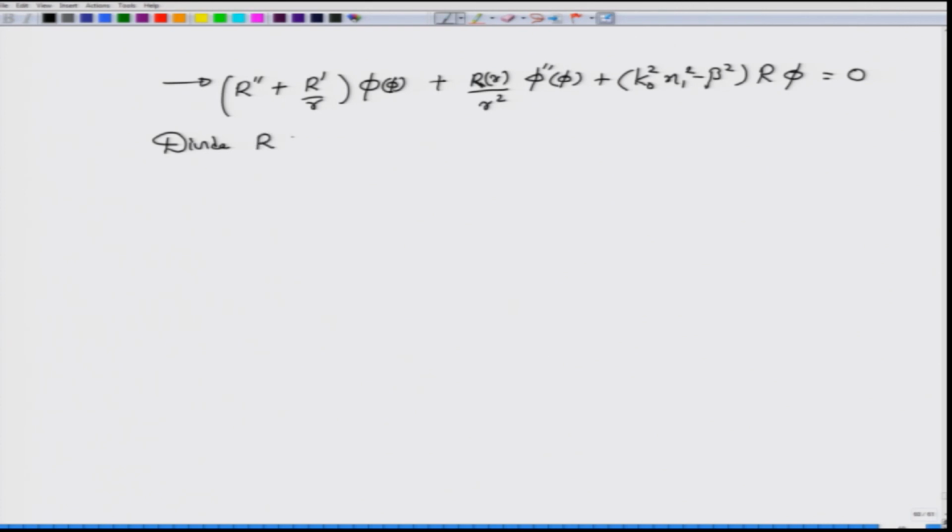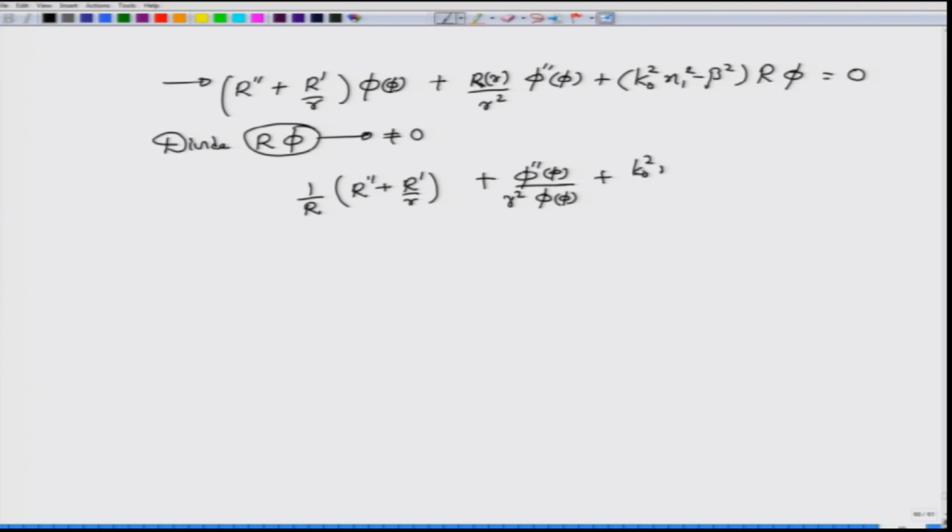So, what we now do is we divide throughout by R Phi. Of course, I am assuming that the solution does not vanish anywhere. So, this solution is not supposed to go to 0, otherwise this differentiation operation will not really work. So, when you do that, you will have 1 by R, R double prime plus R prime by r, plus Phi double prime of phi divided by Phi. There is an r square here as well. So, we will keep that for the moment. So, this is Phi of phi actually plus k0 square n1 square minus beta square equals 0.